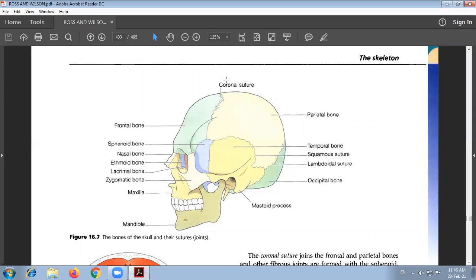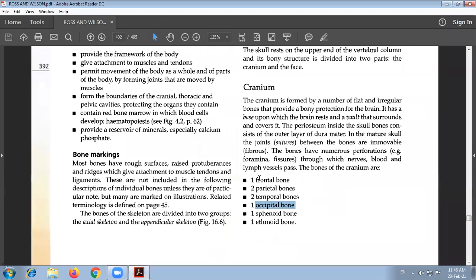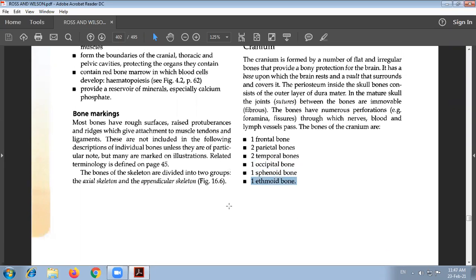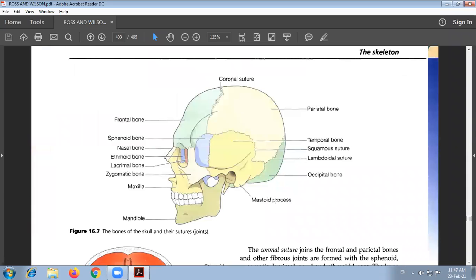So this forms the cranium. And this is one frontal bone, two parietal bones on the left and right side, two temporal bones, one on the left, one on the right, one occipital bone at the back, then one sphenoid bone and one ethmoid bone. So all these form the cranium. So it is about 8 bones which form the cranium.